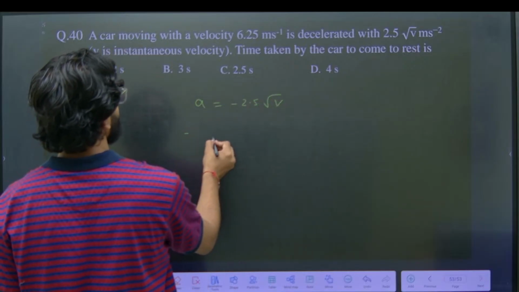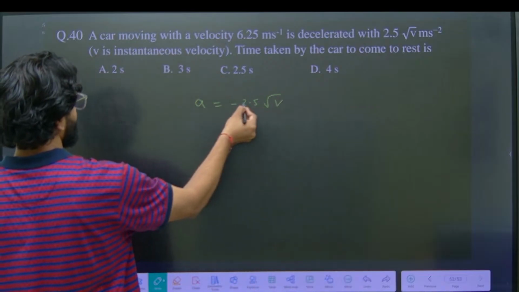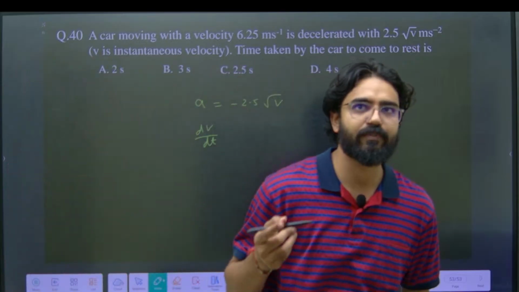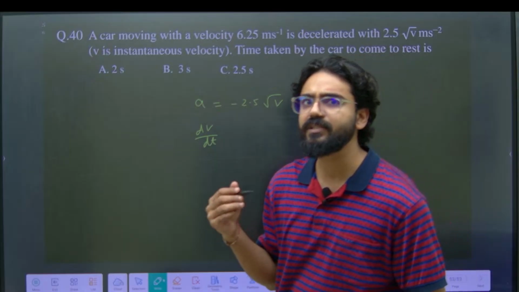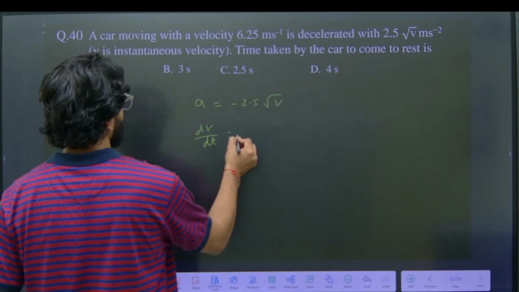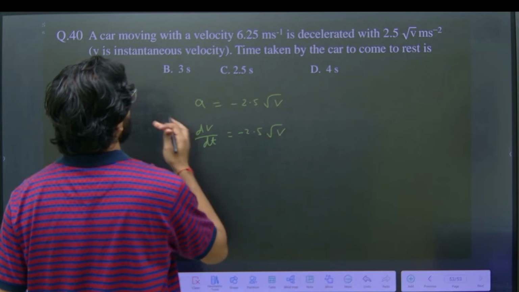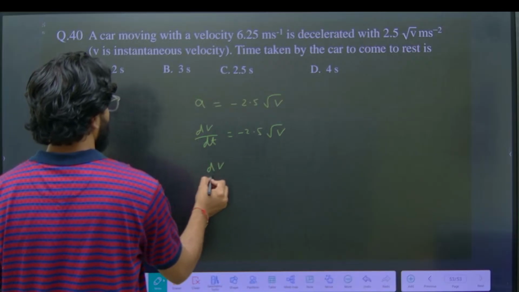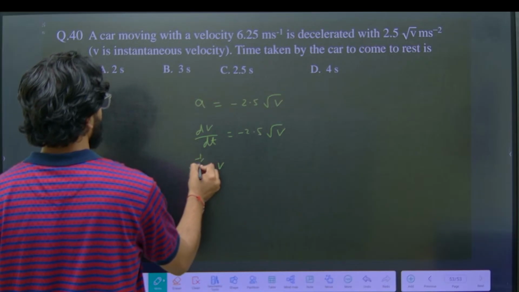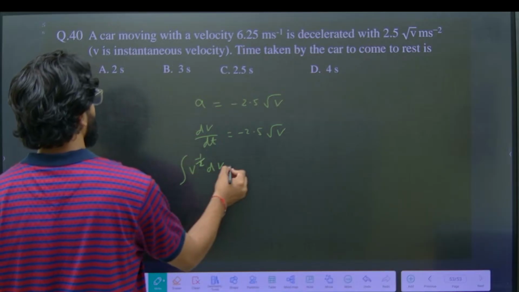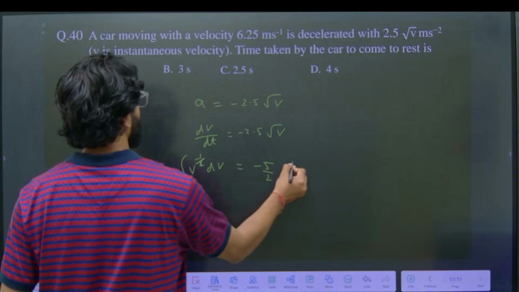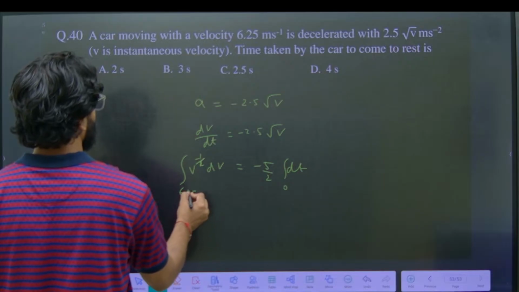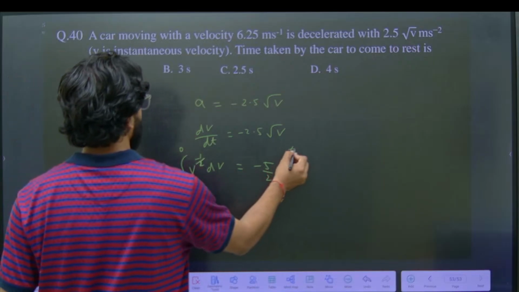You can write it as deceleration because of the negative sign, and dv by dt because we have to calculate time. If we had to calculate the displacement after which it will stop, then we would take a as v dv by dx. But over here they are asking to calculate time, correct? So dv upon v to the power 1 by 2 equals negative 5 by 2 dt. At t equals 0, your velocity was 6.25, and at what time will it be 0?